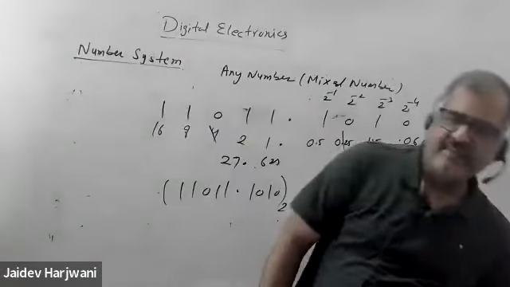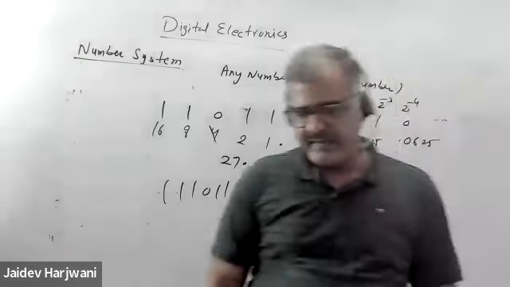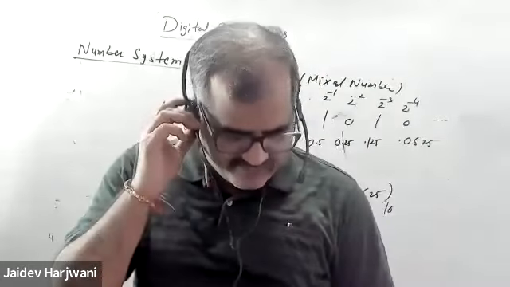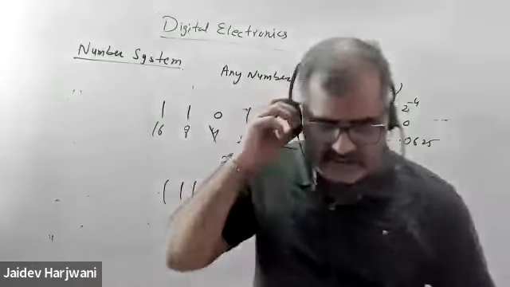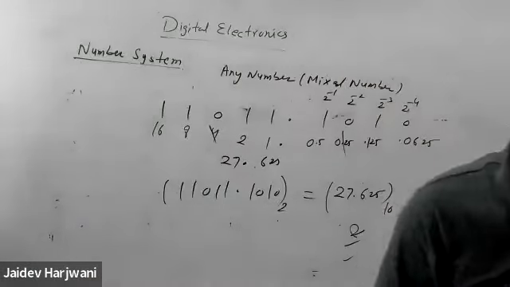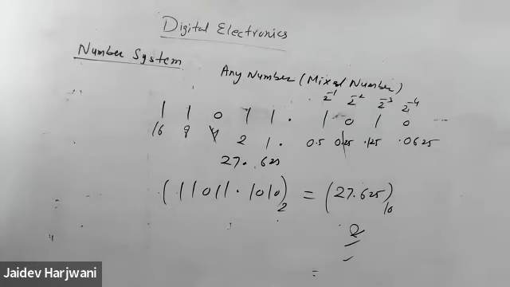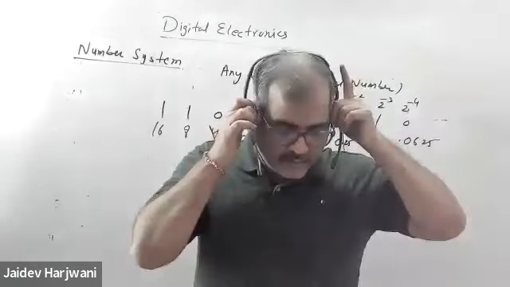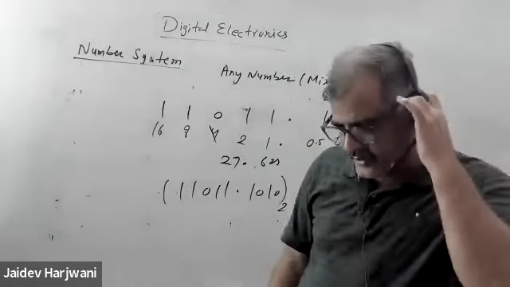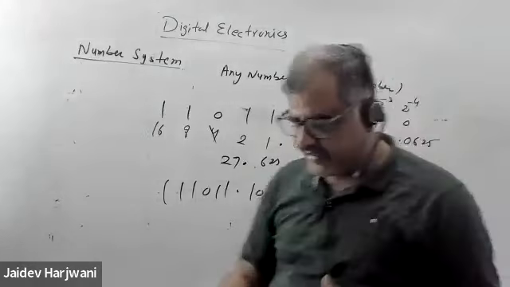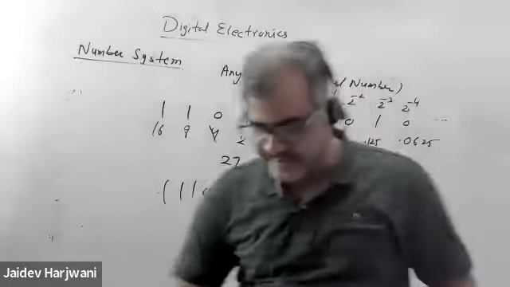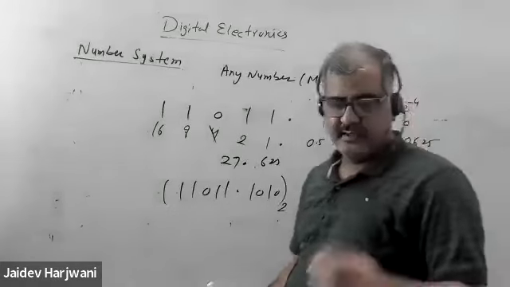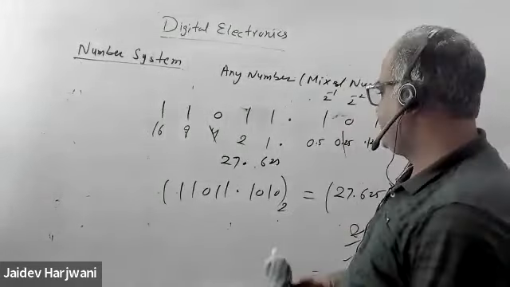If this point is clear, you can convert any number. I have converted a binary number into a decimal number, and I can do it for any number system. Now suppose any number we can convert to decimal. Suppose we have a decimal number and we want to convert it to any other number system, like for example binary.